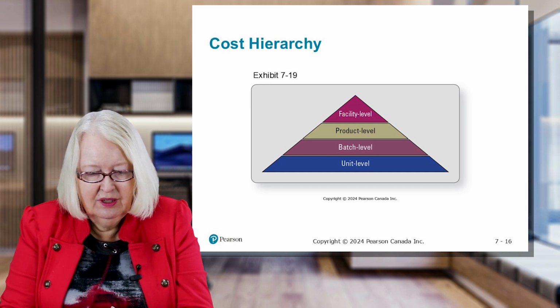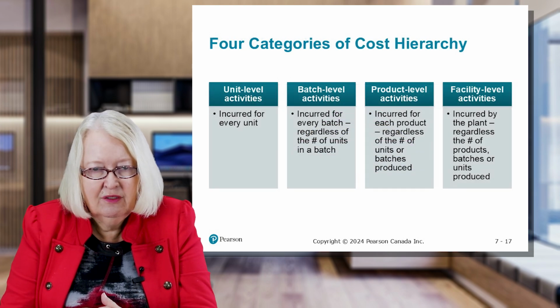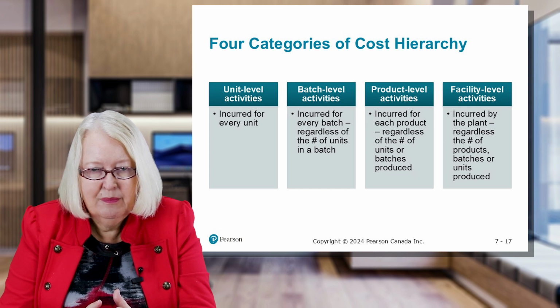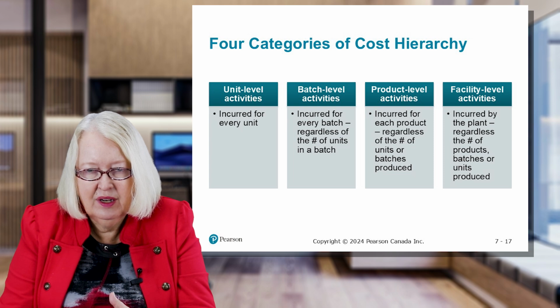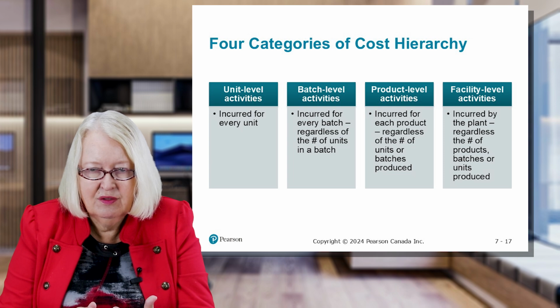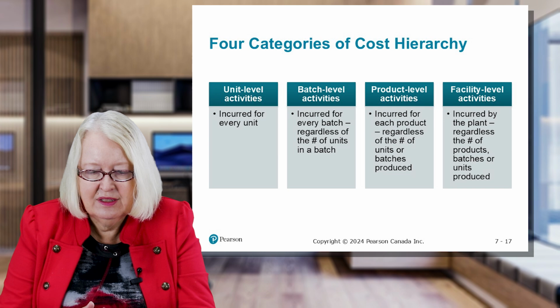So there's 4 levels. There's the unit level cost, there's batch level, product level, and facility level cost. So unit level cost, this is incurred for every unit. A batch, so if you say you're shipping your product out in batches and you've got 10 units in a batch, so it's number of batches. Then you could be a product level cost. So a product is a cost that's incurred for each of the activities related to the product, and it doesn't matter how many units or batches are produced. And then facility level costs, these are costs that are incurred regardless of the products or batches used.